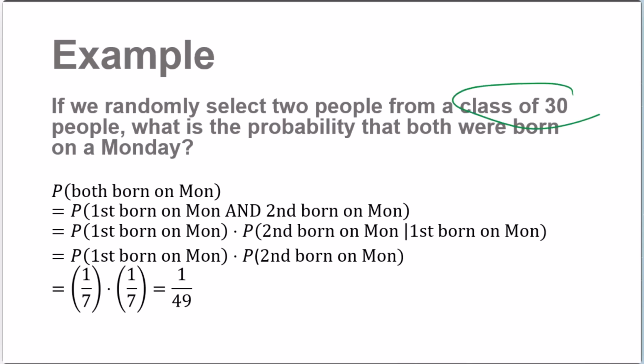Notice that the size of the class doesn't really matter here. I'm not looking at the proportion of people out of the total in the class. I'm just looking at the probability of the day of birth for each person.